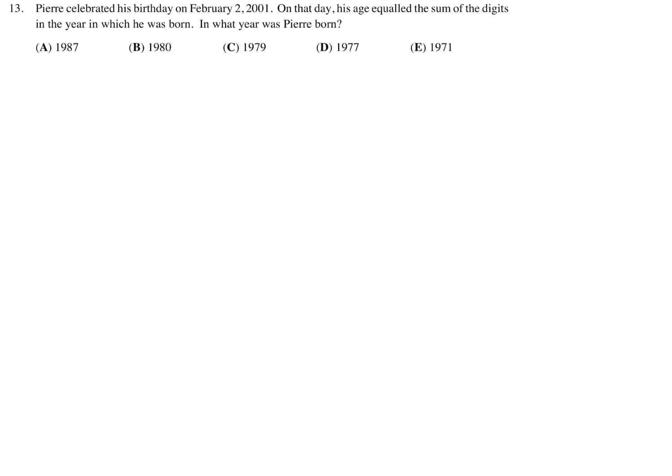Pierre celebrated his birthday on February 2nd, 2001. On that day, his age equaled the sum of the digits in the year in which he was born. In what year was Pierre born? All right, so they give you some answer choices, and let's work through these. We have the year, the sum of the digits of that year, and his age.